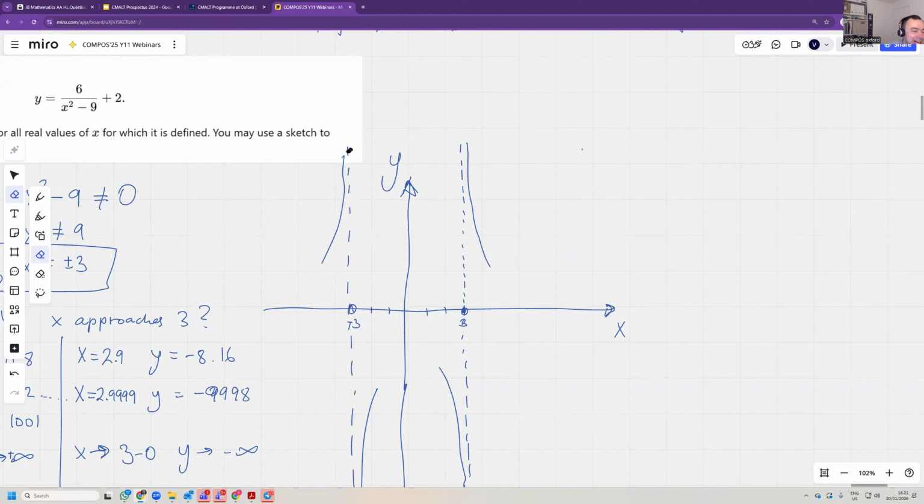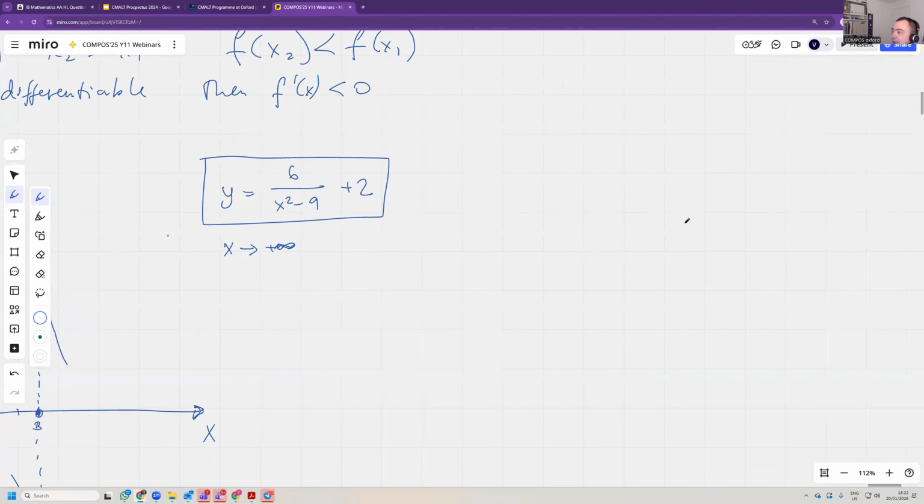Then what happens as x becomes really, really big, if x tends to plus infinity? Think about it. y equals 6 over x squared minus 9, plus 2. What happens to y if x becomes really, really big? Can somebody help me with that?